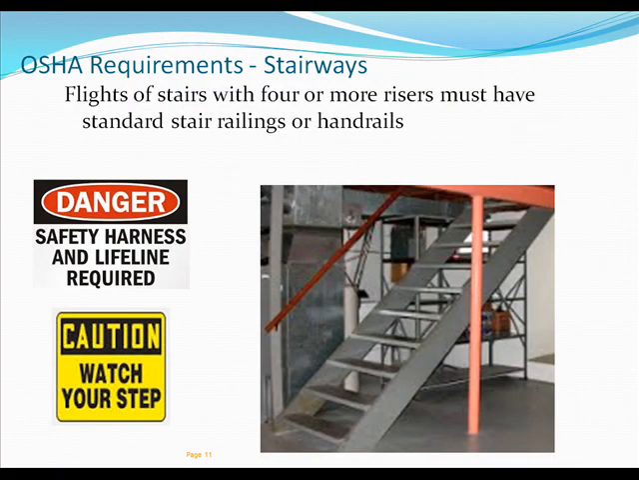OSHA requirements for stairways. Flights of stairs with 4 or more risers must have standard railings and handrails. Stairways having 4 or more risers and less than 44 inches wide must be equipped with standard railings and handrails as follows. Must have at least one handrail, preferably right-sided descending, if both sides are enclosed. Must have at least one stair rail on the open side if one side is open. Must have one stair rail on each side if both sides are open.